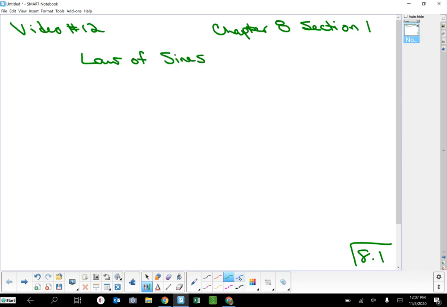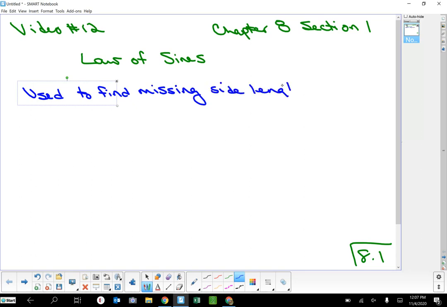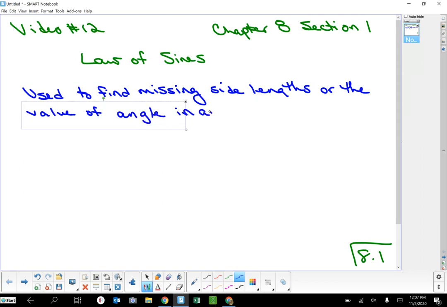And so what this is used for, this is used to find missing side lengths or the value of angles in an oblique triangle. So an oblique triangle is a non-right triangle.